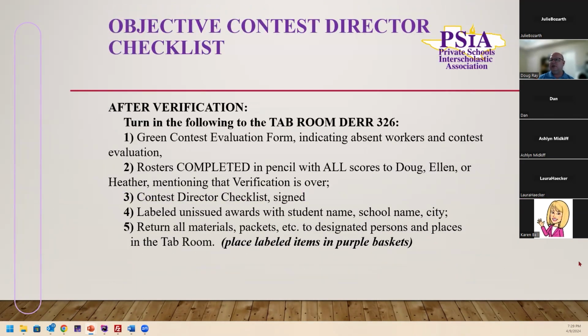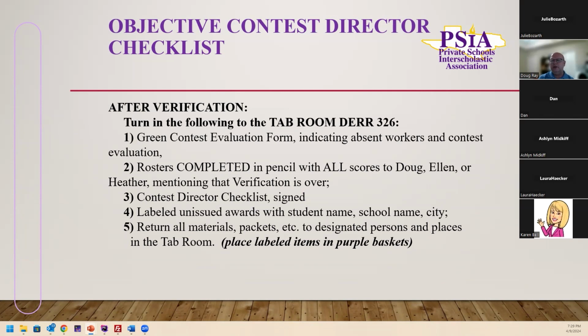So after verification and the awards, come back to the tab room, Derek 236. Fill out the green contest evaluation form. You could have done this already after the awards. And make sure everything's completed in pencil. Give it back to either myself, Ellen, or Heather. Please mention that verification is over, because we get confused during the day and we don't know where people are in the contest. It's all kind of a big blur somewhere around 1:30 or 2 o'clock in the afternoon. So be sure and mention where you are in the process.